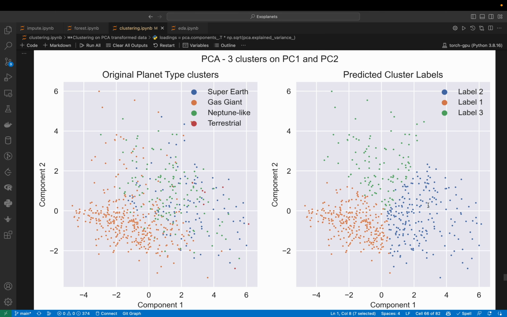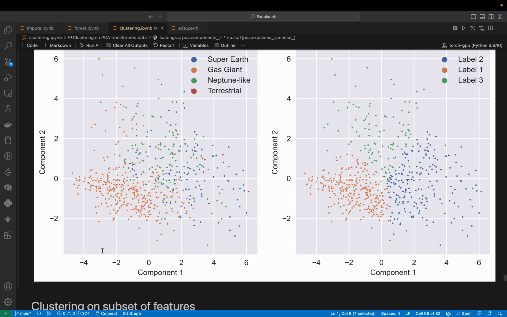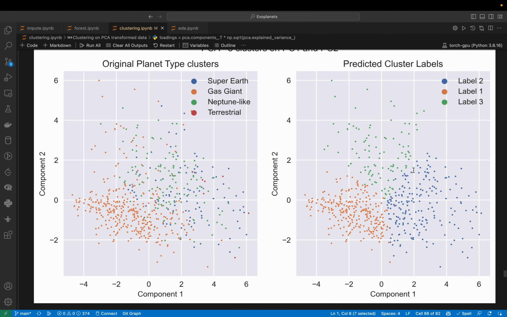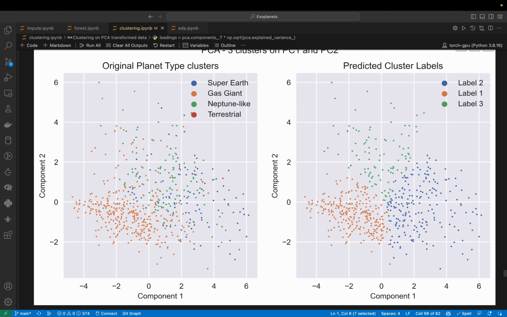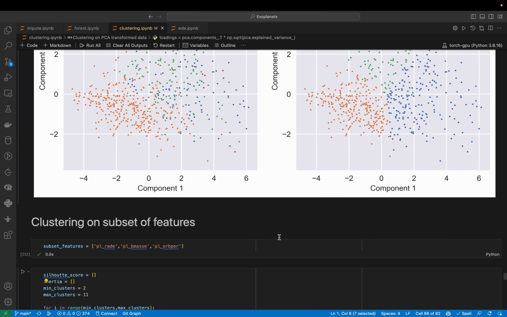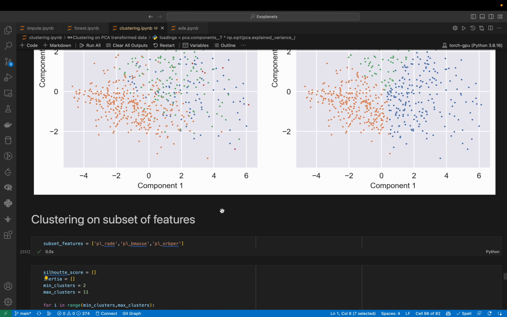Looking at the plot in 2D, this is the original planet type clusters. It's not perfect with respect to component 1 and component 2. The clusters are not distinct, but our algorithm classifies these separate clusters, and it's expected there will be errors. Yeah, and that's about it.